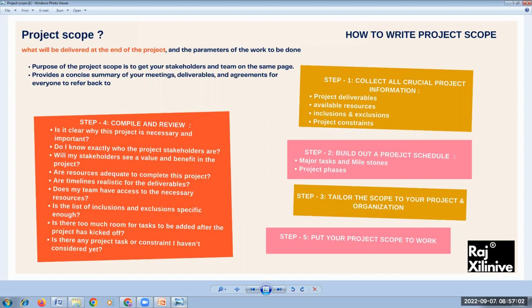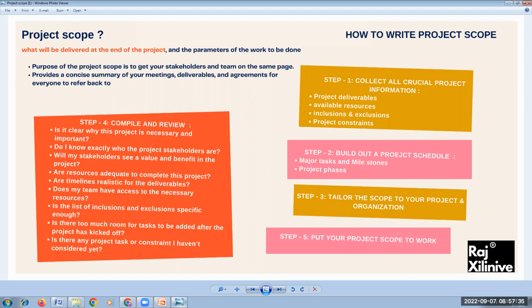The third point: will my stakeholders see value and benefit in the project? Because at the end of the day, whoever the stakeholders are, they should understand the real benefit of the project. So it is a belief system, right? There is a belief in the benefit they are going to get, and they should understand the value even. As long as they understand the value, that will be reflected in the implementation of the project as well. So that also we have to make sure.